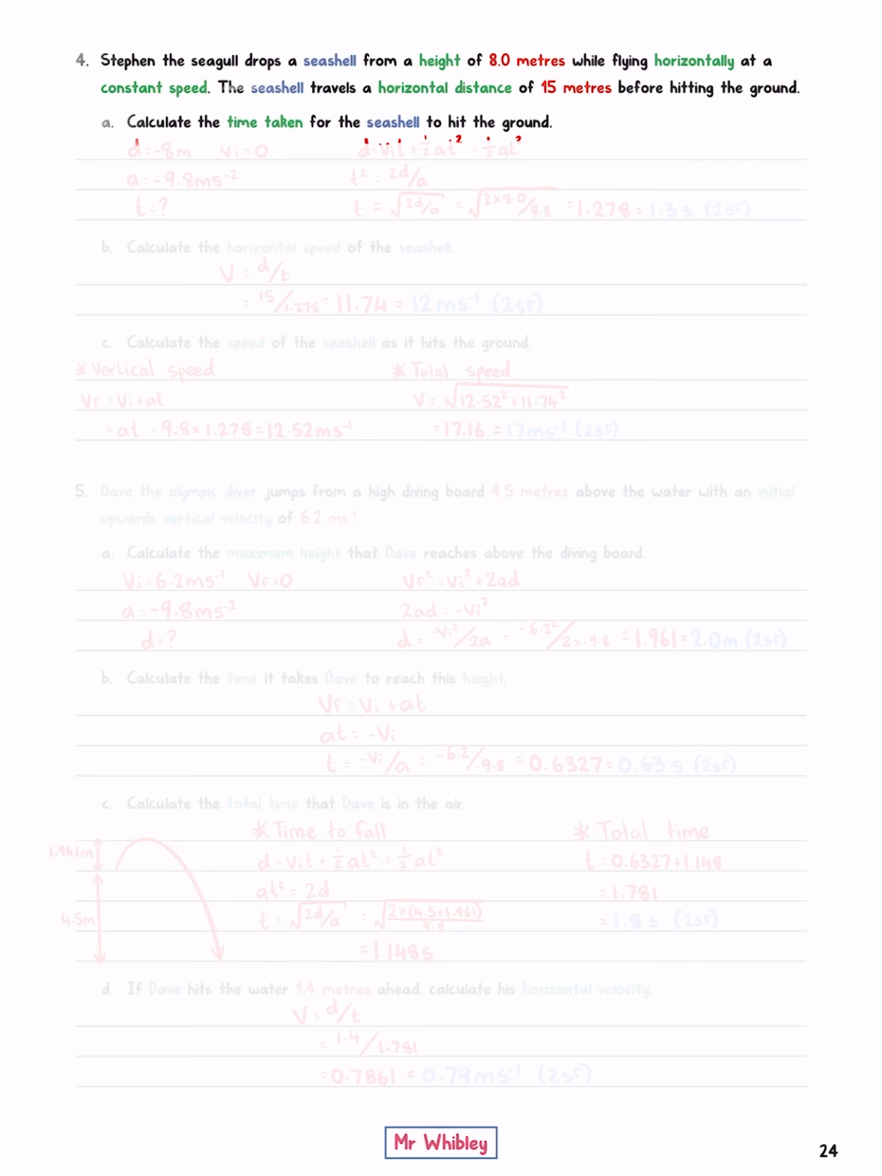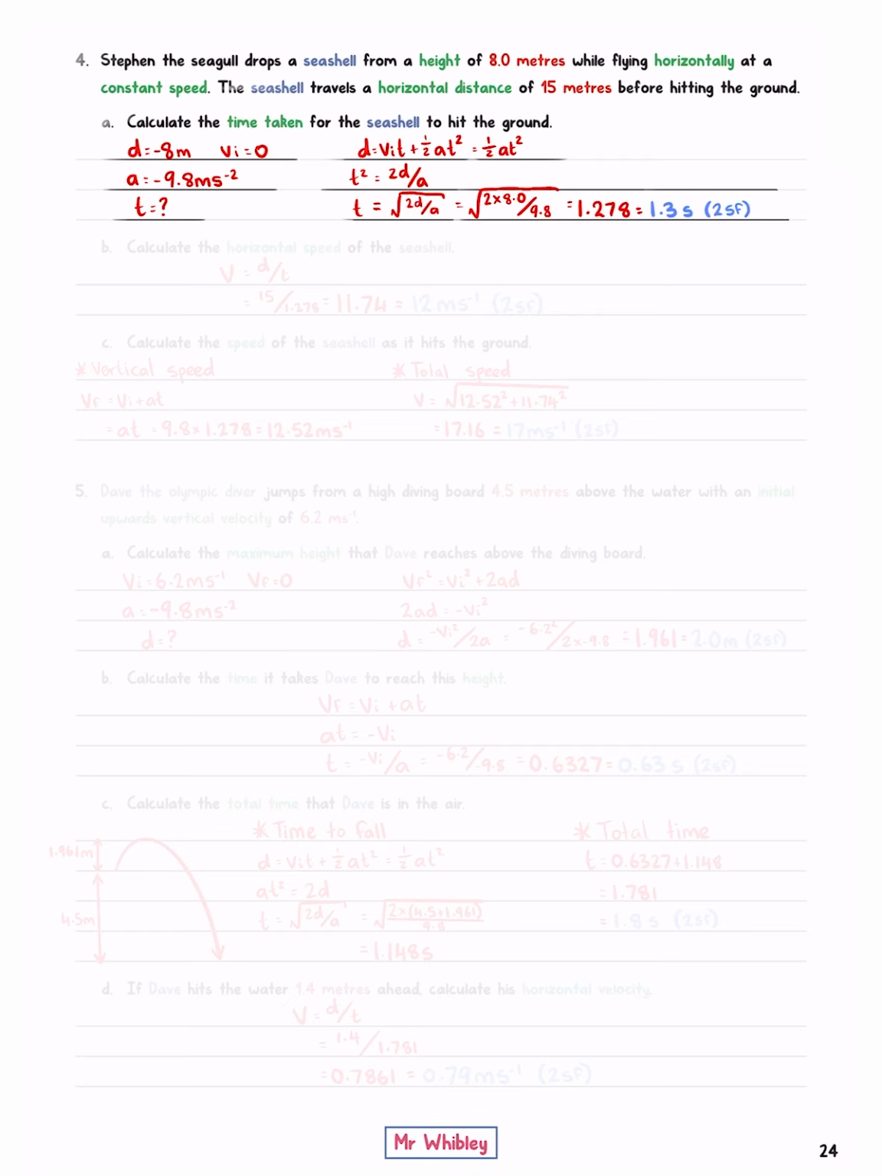Considering the vertical motion of the seashell, it falls 8 meters. Because it's dropped, it has an initial velocity of 0. Its acceleration due to gravity is 9.8, and we're trying to find the time. We don't have and we don't care to find Vf, so we choose the equation without it. Vi is 0, so we get half at squared, solving for our time by doubling both sides and dividing by a, and finally square rooting. Putting our numbers in gives me 1.278 or 1.3 seconds to two significant figures.